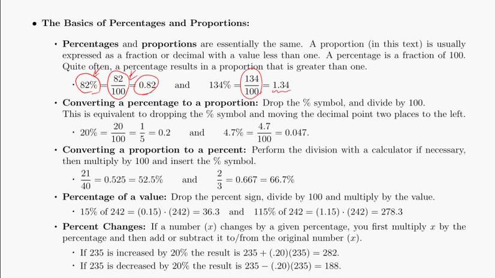If you want to convert a percentage to a proportion, say 20%, you write that as a fraction of 100, and you can reduce it if you want to make a simpler ratio, or convert it to a decimal. All right. And 4.7%, for example, is just 4.7 over 100, which is 0.047. If you want to convert a proportion to a percent, the best thing to do is just use your calculator.